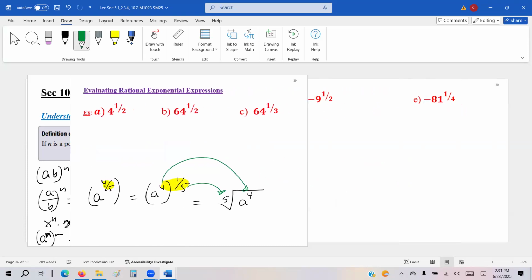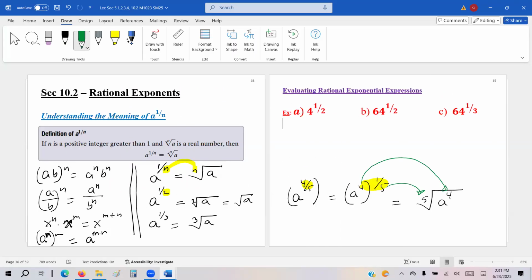I'm supposed to have one more page here, but for some reason I don't. So we have the nth root of a here. Whatever we have here, we call the root or index. And whatever we have inside the radical has a special name. We call it the radicand.